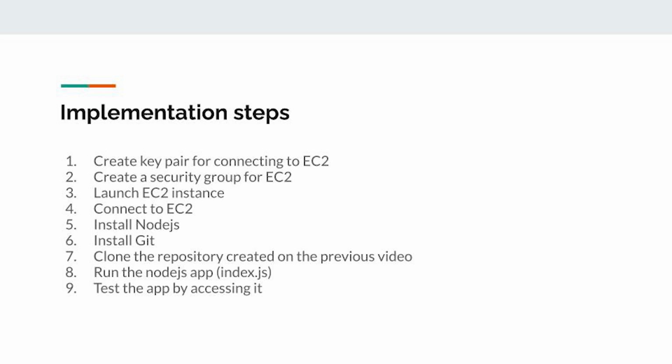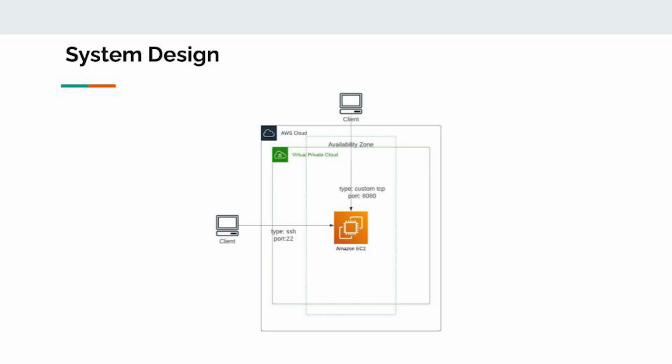Now that we are done with the first step, let's go to the second step, creating a security group. For the EC2 instance, TCP traffic is allowed on port 8080 and SSH traffic is allowed on port 22. They are going to be configured in the security group. Then, when we launch the EC2 instance, we will associate the security group with the EC2 instance.